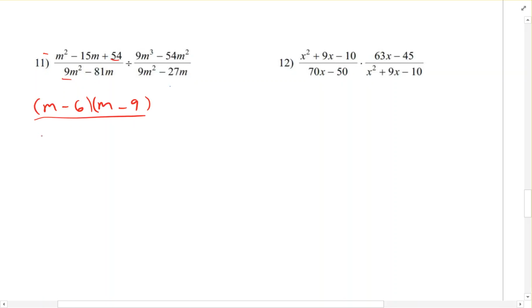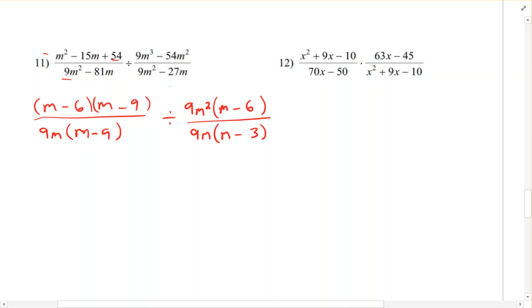And then over here, now I can factor out a 9 and an m. So 9m, and I'd be left with m minus 9. And then over on this side, I'm going to keep it as divided by. I can factor out a 9m squared out of this, right? At least I can take out m squared, and I'd be left with m minus 6. And then over, I can factor out a 9 and an m, and I'd be left with m minus 3. Okay, so that's kind of the tough bit.